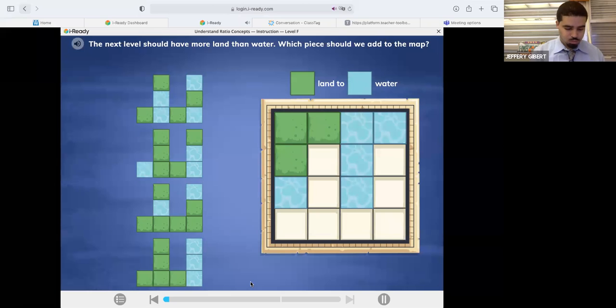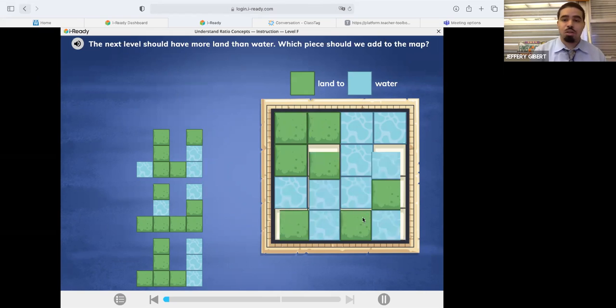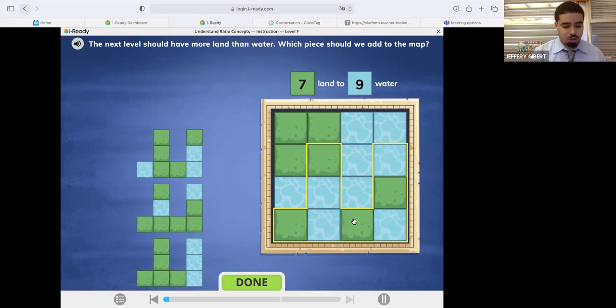The next level should have more land than water. Which piece should we add to the map? All right, so we'll go with Leanna on this one. It says we need more land than water. So the land number needs to be bigger than the water number. All right. So Leanna, is this one correct?